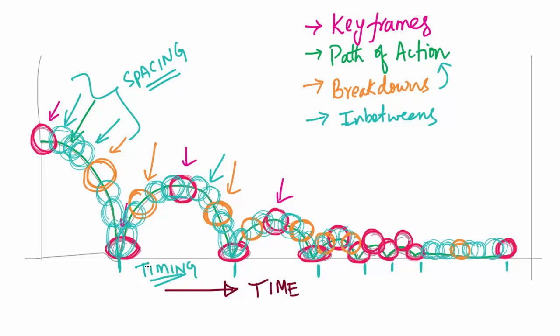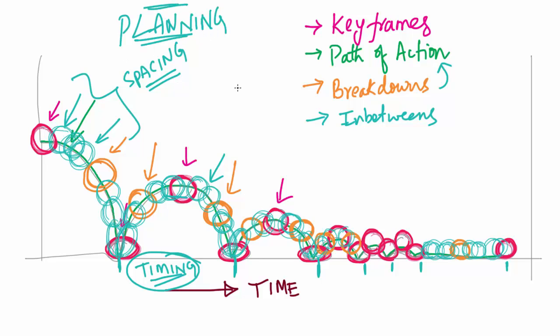This is one keyframe, this is one keyframe, this is one keyframe. The number of frames between two keyframes is called timing, and how they are spaced is called spacing. In one video we are going to see timing and spacing in detail. In this video, try to understand how I am doing the ball bouncing part. This is the planning part of animation.